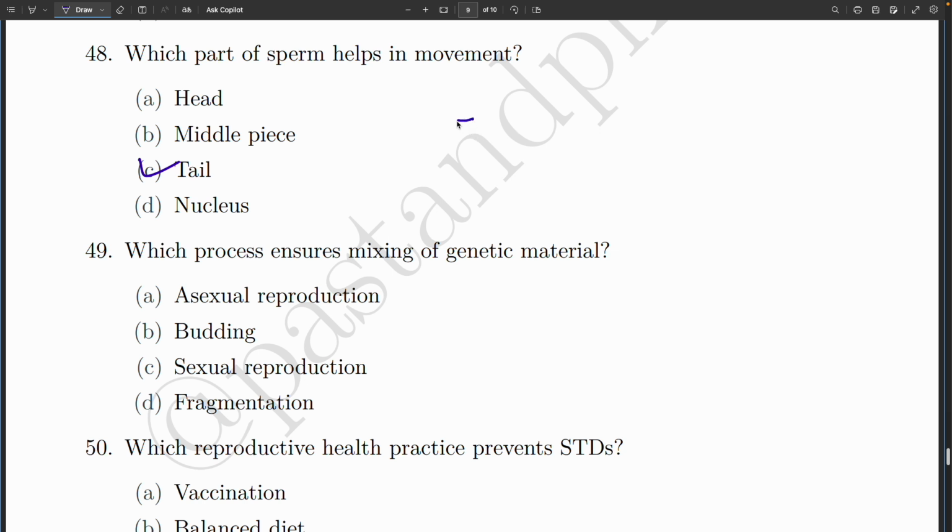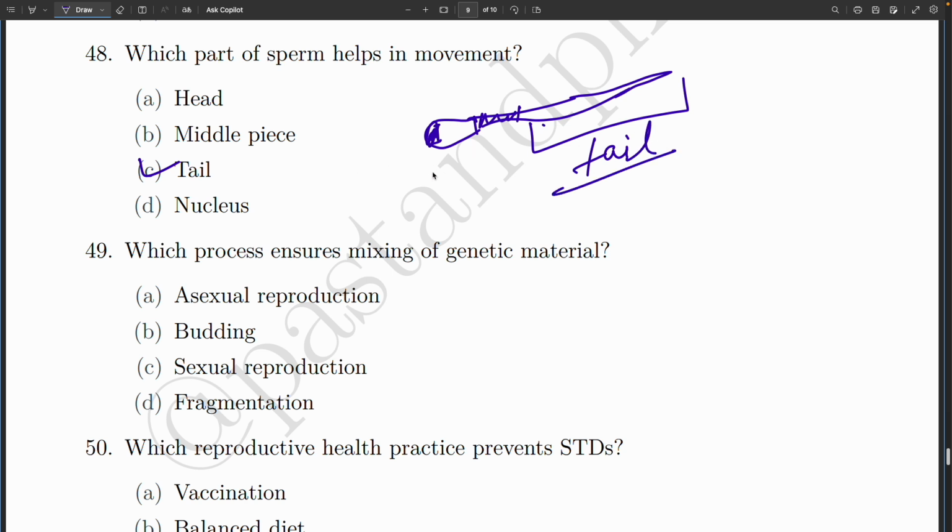And if I draw a schematic diagram of a sperm cell, you can see the tail elongates and we have an acrosome here. Right here, this region is called the neck region. This specifically is the tail, which whips and helps in the movement of this particular sperm cell.